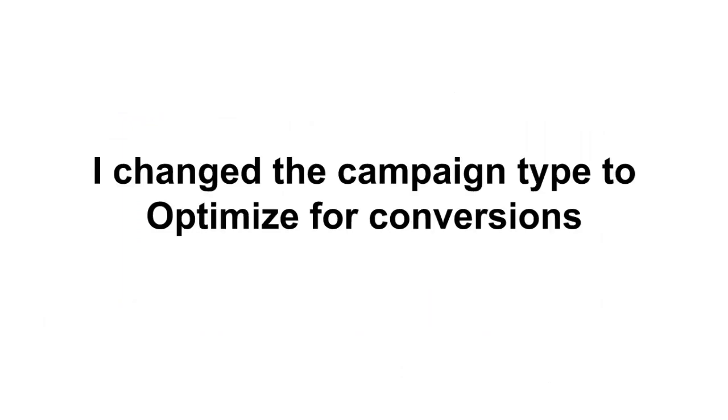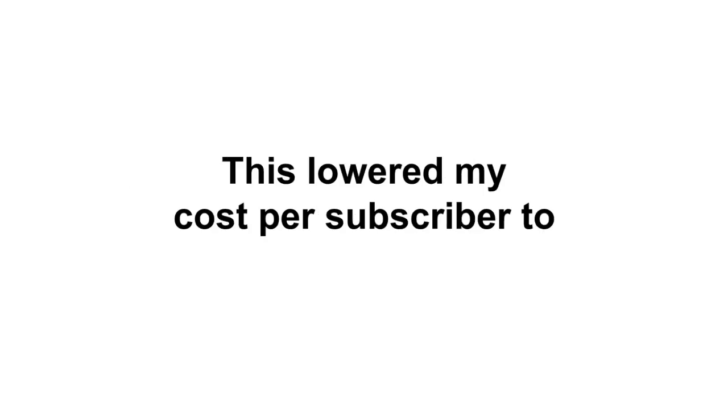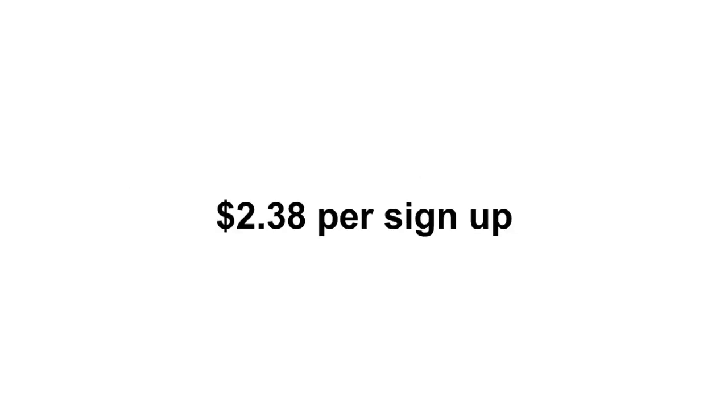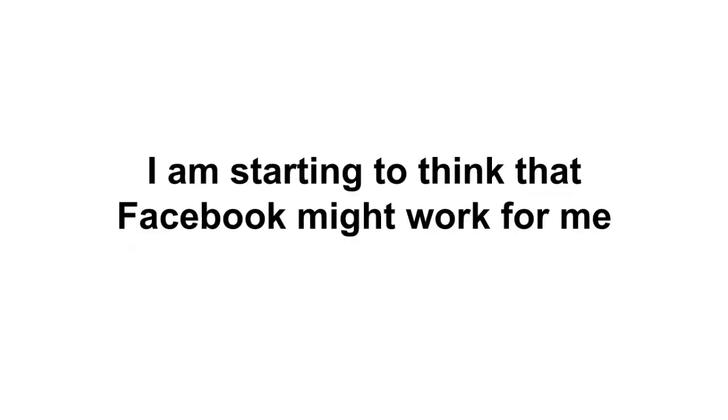So for week 3, I changed the campaign type to Optimize for Conversions. I added women into the campaigns, and I mean audiences by that, and I changed around the ads. So this lowered my cost per subscriber to $2.38 per sign up. And I thought this was a huge win. I mean, to go from $10 per subscriber down to $2 is a big deal.